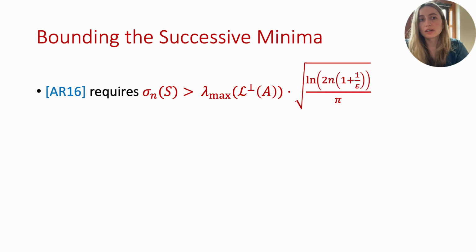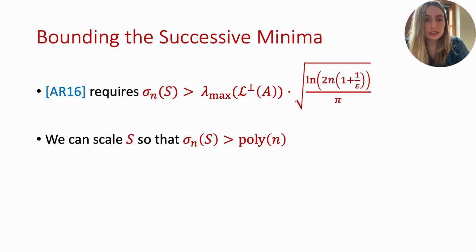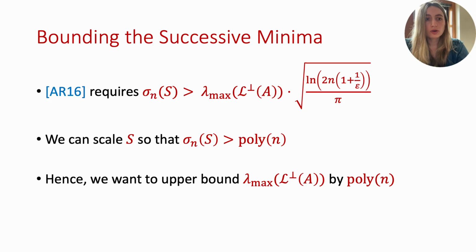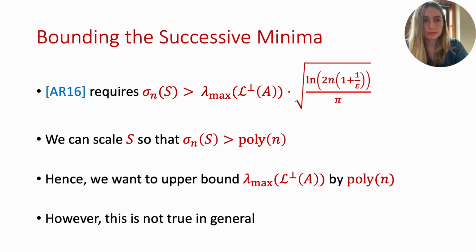Now, to summarize, the sufficient condition for showing closeness between the two distributions is that the minimum singular value of S is at least lambda max of the orthogonal lattice to the row space of A times some polylog factor. And of course, we can scale S such that the minimum singular value of S is at least poly n. So in that case, we just want to upper bound lambda max of the orthogonal lattice by poly n, and then we would achieve this condition. However, this is not true in general for all possible sketching matrices A, so we will need to do something more to handle that.